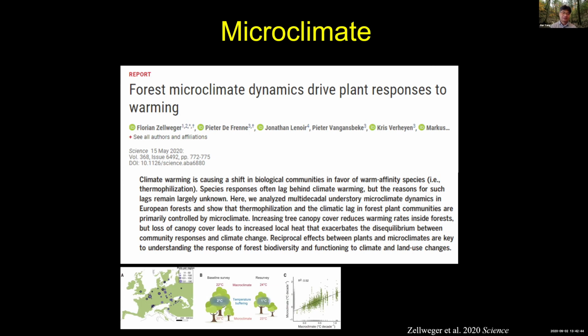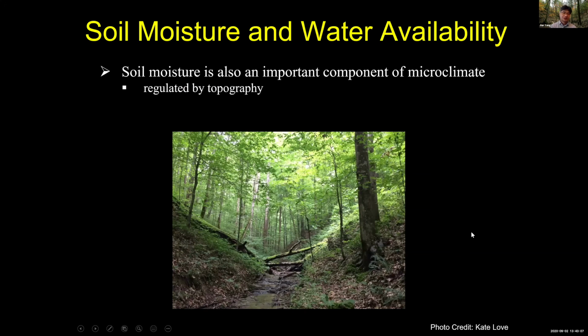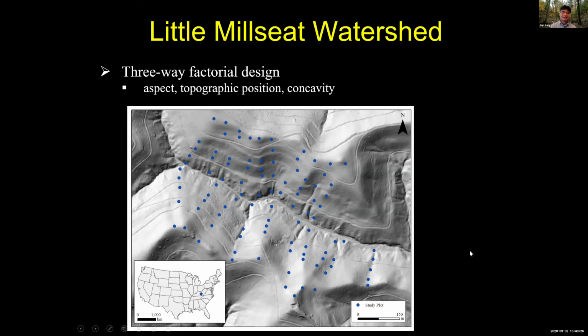So the whole idea is that forests can buffer the temperature from the warming of the free air. Generally, the understory vegetation would be buffered from the climate warming due to this buffering function provided by the forest. But I would argue that soil moisture is also an important component of that microclimate, and it's probably even more important in our region, or in many other regions, for driving tree species distribution and their response to climate change. And soil moisture is regulated by topography, and we want to look at what exact topographic features are really driving the spatial variability of soil moisture.